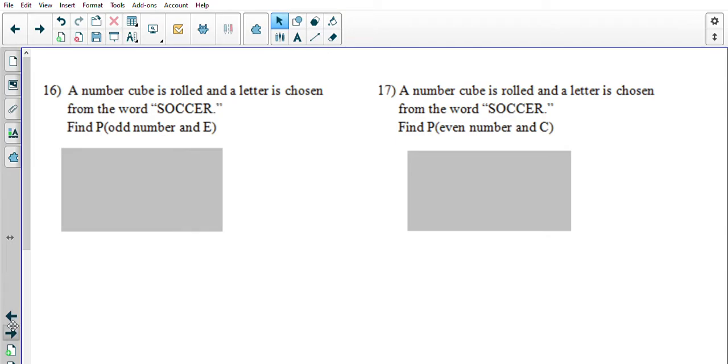All right, now I went through that. Oh, not independent practice yet. I keep forgetting about these two. Let's do them quickly. Number 16, a number cube is rolled and a letter is chosen from the word soccer. Find the probability of an odd number and an E.